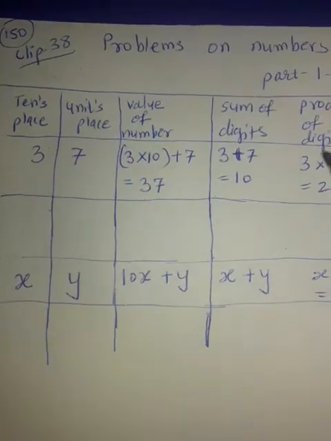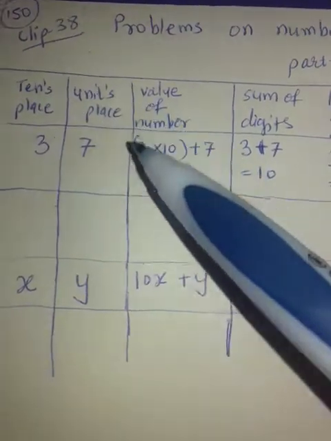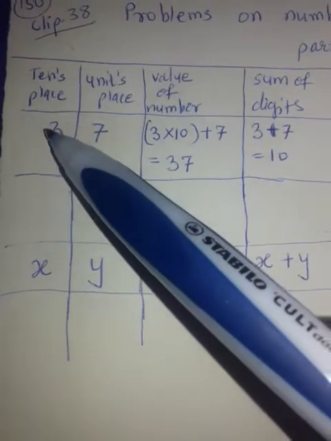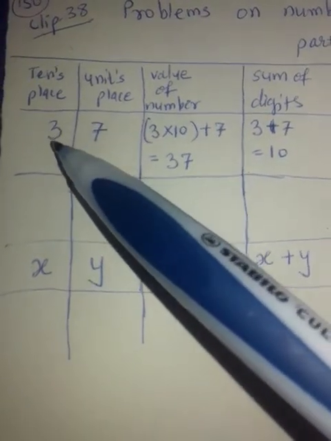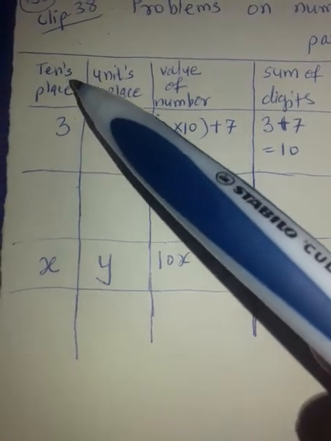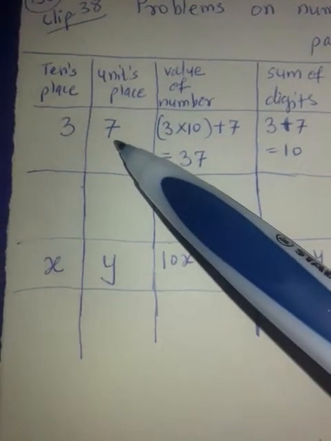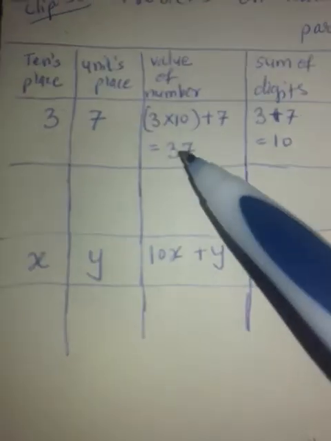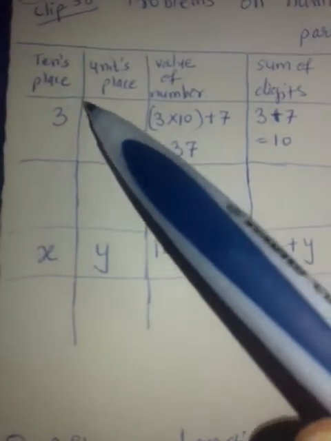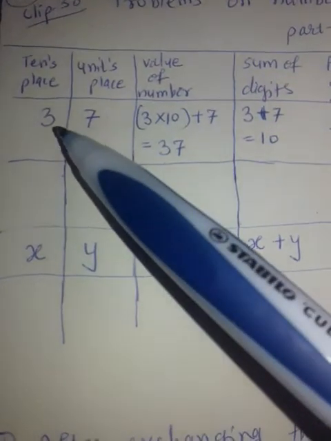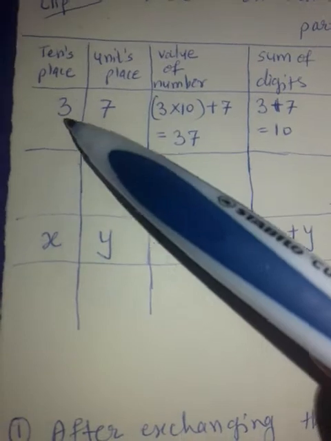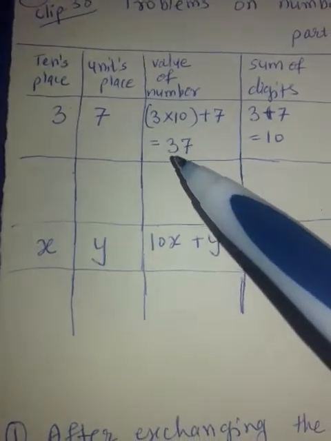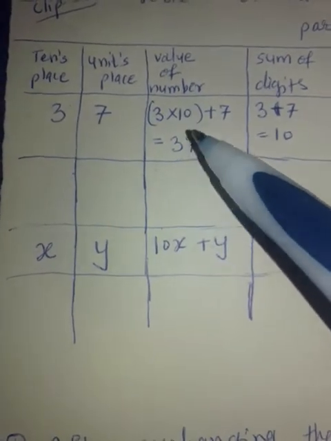Before moving towards the actual problem, let us revise a few things. If I talk about number 37, all of you know that tens place is 3 and units place is 7, and that's how I write the number 37. But how do I arrive at its value? I have to multiply this tens digit 3 by 10 and then I add 7 to it, and that's how I get 37. Do you agree?